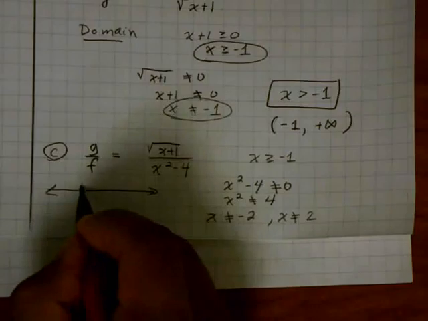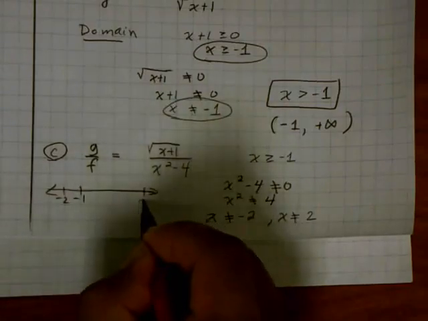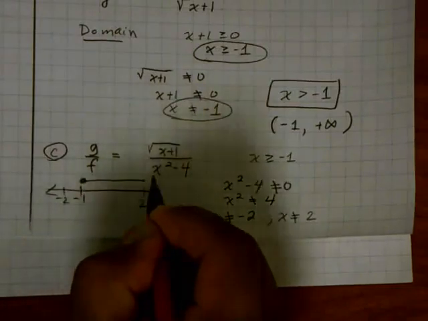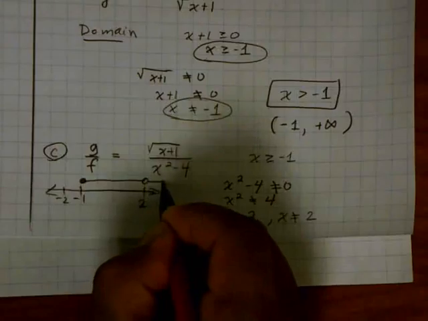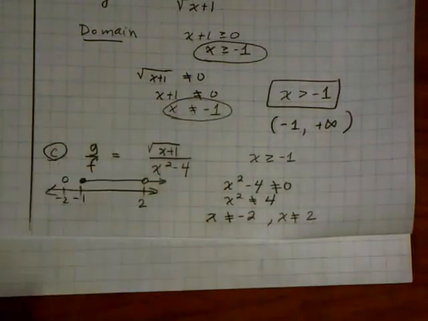And let me just draw this out here on the number line. So I have negative 1 here, negative 2 here, and positive 2 over here. So I already know that it's got to be greater than or equal to negative 1, but it can't be equal to 2. Now if you notice here, this negative 2 is also in here, but it's completely irrelevant.